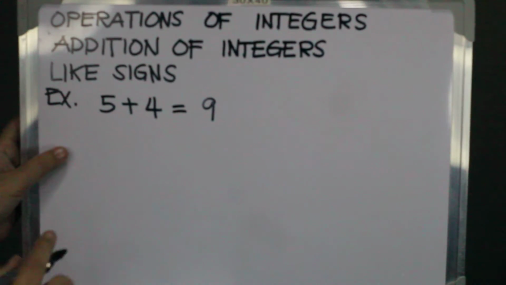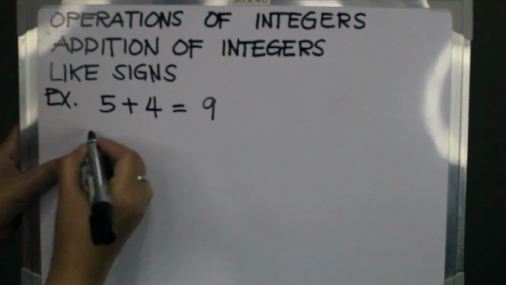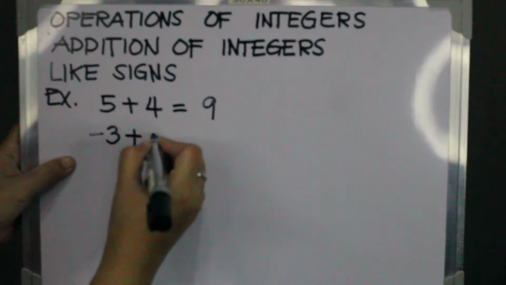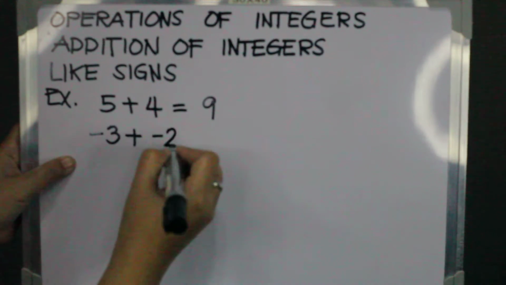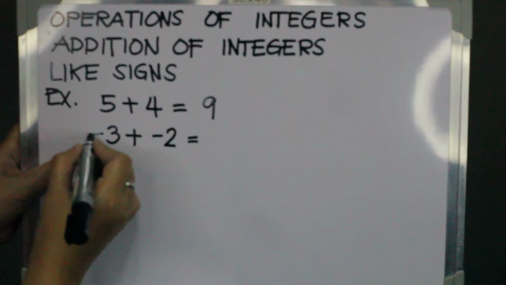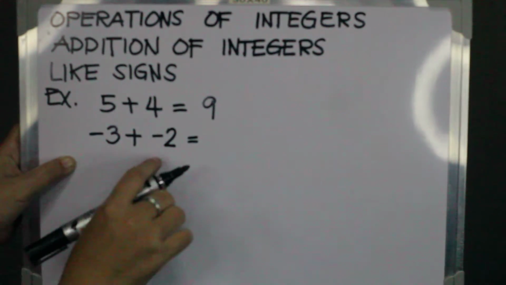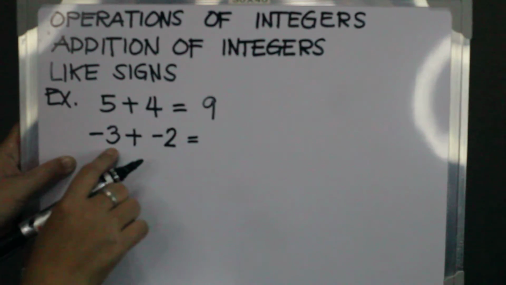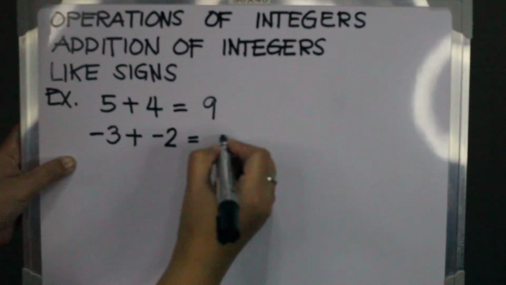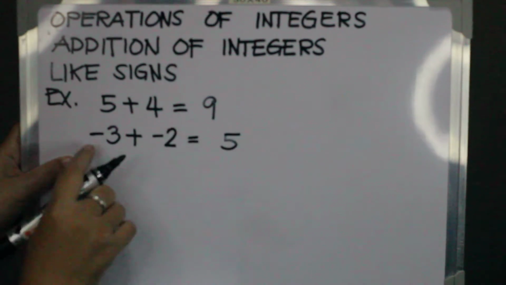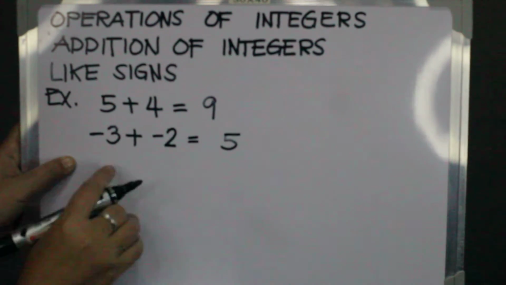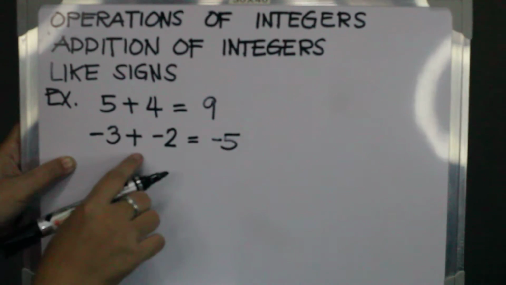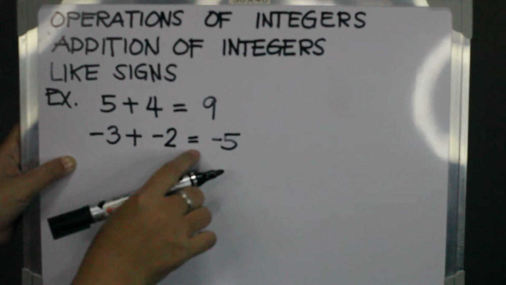Another example. What if we have negative 3 plus negative 2? Try to see the sign. They are all negative, so we consider it like signs. How do we add that? We have 3 plus 2, that is 5. And then you copy the common sign, which is negative. So negative 3 plus negative 2 is equal to negative 5.